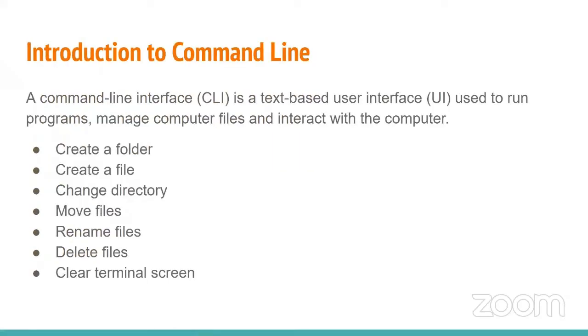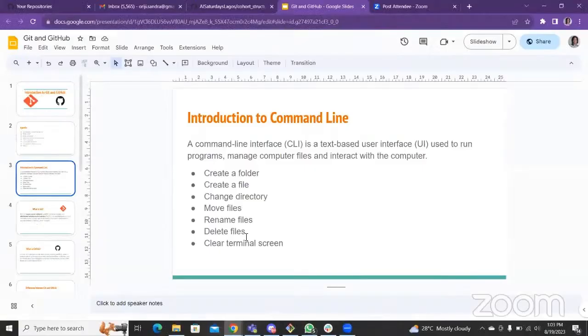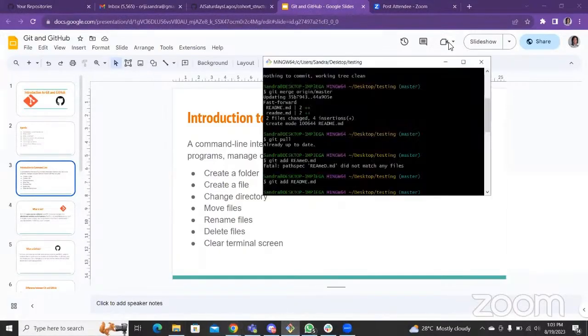Okay, what is command line? Command line is a text-based user interface used to run programs, manage computer files, and interact with the computer. With command lines, you can create a folder, create a file, change directory, move directory, rename files, delete files, and clear the terminal screen. Let's try this out on how to do this.